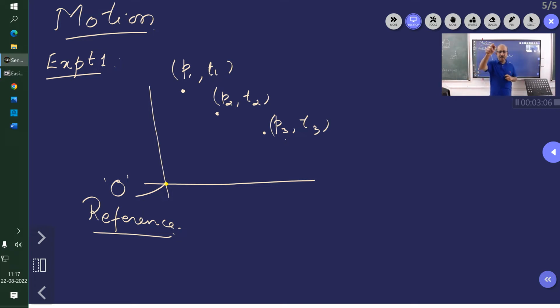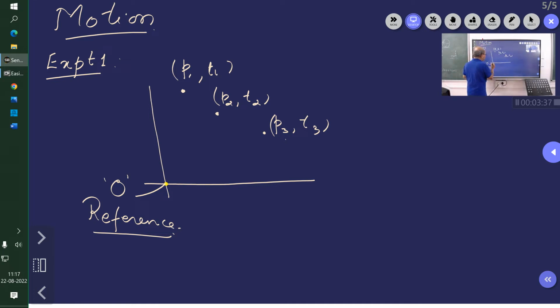We kept the striker and we moved it with our hand. When it was being moved, it occupied these 3 positions and many more positions like this. We are just marking these 3 positions. What is important here is that it is occupying position P1 at time T1, position P2 at the instant of time T2, position P3 at the instant of time T3. This is extremely important, and that is what we have observed.